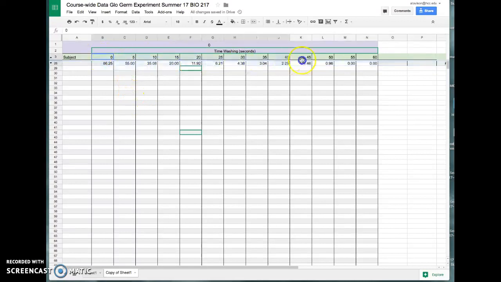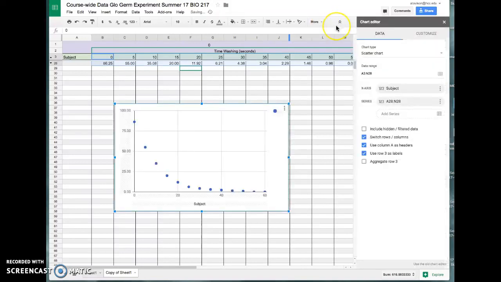So I'm going to highlight these two rows, the time and the percent coverage, and I'm going to click on this insert chart button. And look at that, I have just made my chart. It turns out that a scatter plot is exactly what I need to show the averages of my data over time.